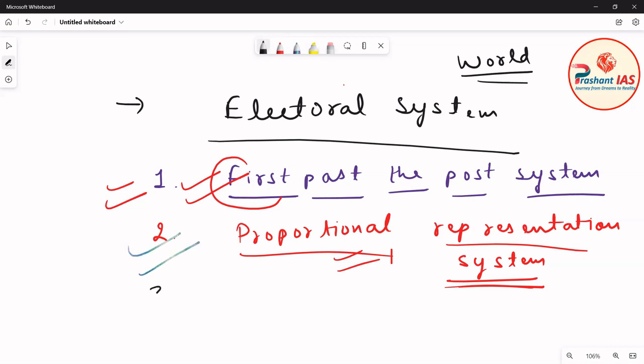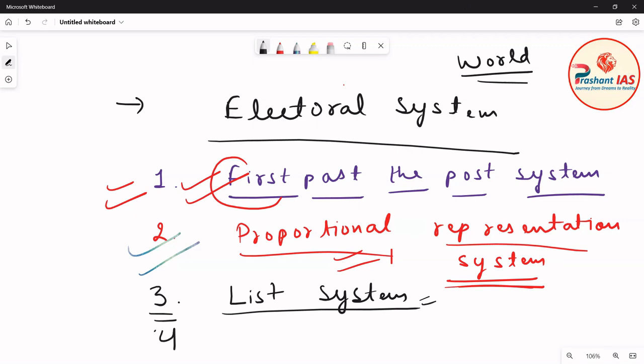Now friends, after that, the third type of election system is list system. Okay, so the third type of election system is list system. So now I will also teach you in detail about the list system. But now let us see what is the next type of election system.